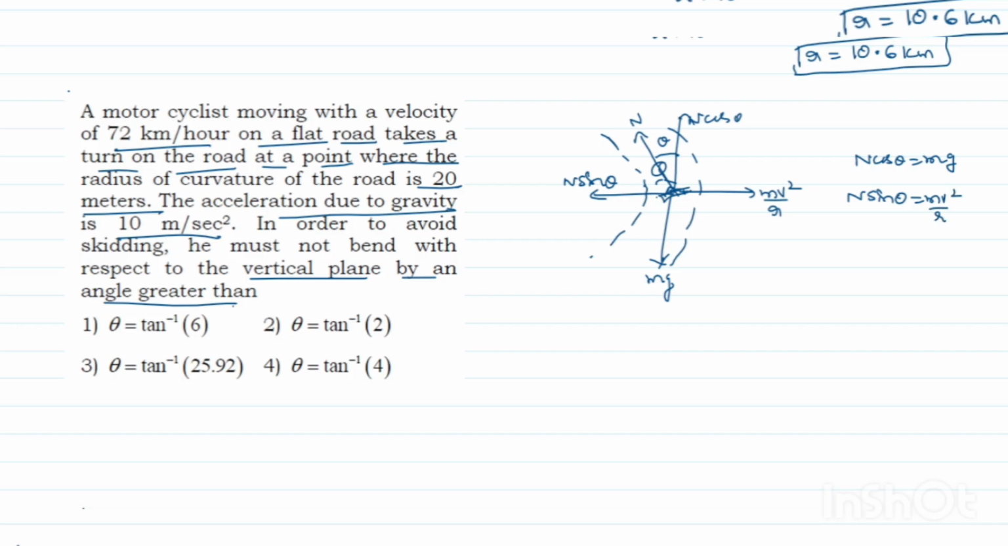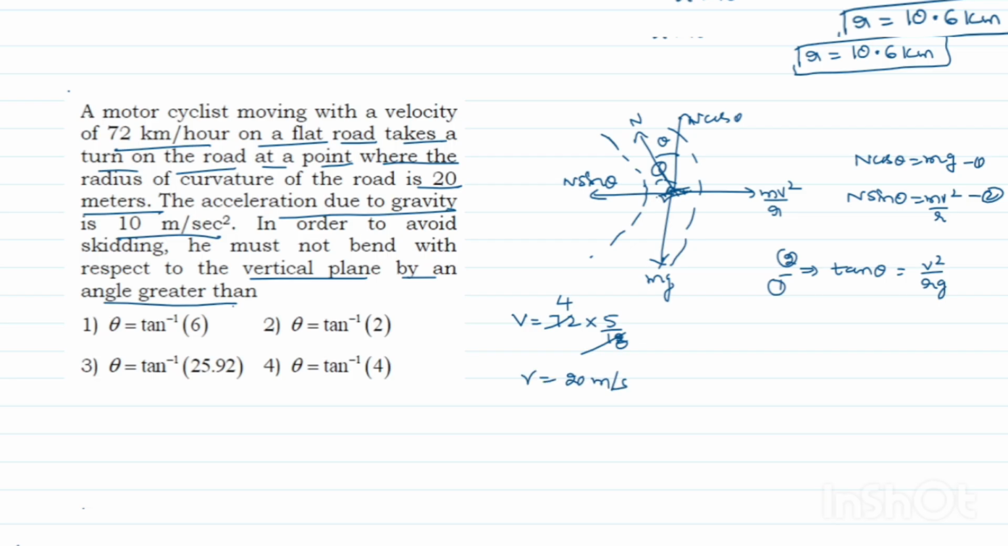Let us take these as equations 1 and 2, and take 2 by 1. Then we get tan theta equal to v square by r. The velocity is given as 72 km per hour. You have to convert it: 1 km per hour equals 5 by 18 meter per second. So the velocity will be 20 meter per second.